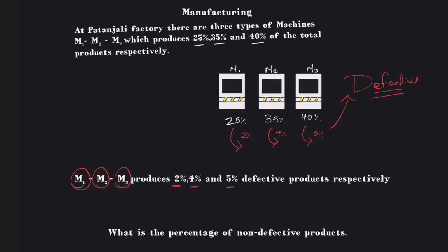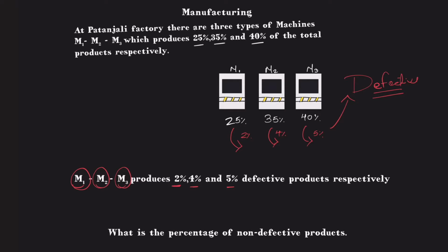If I say Patanjali manufactures only 100 products, we replace 100% by say 100 products. Then 25 products will be manufactured by M1, 35 products will be manufactured by M2 and 40 products will be manufactured by M3. 2% of that is defective, which means out of these 25 products, 2% are defective.